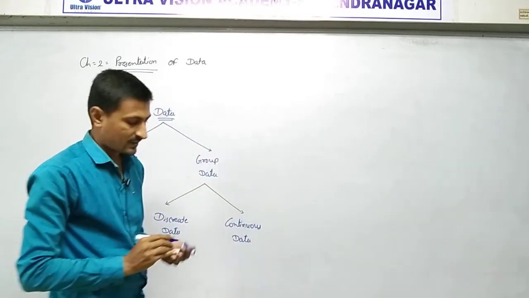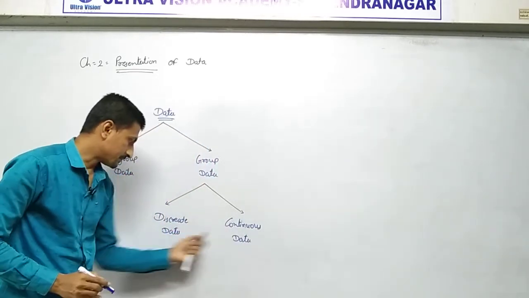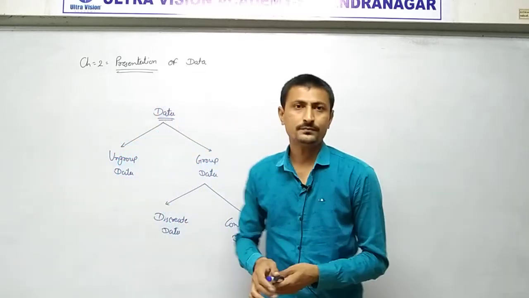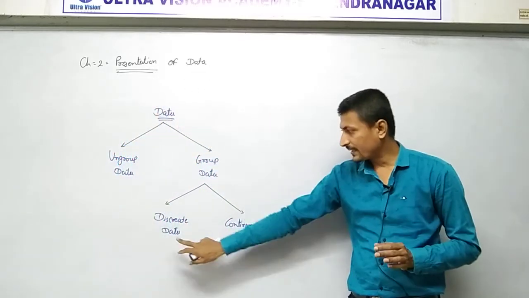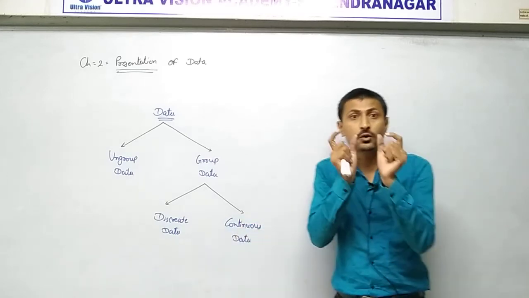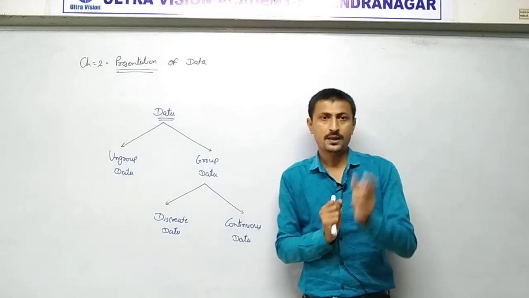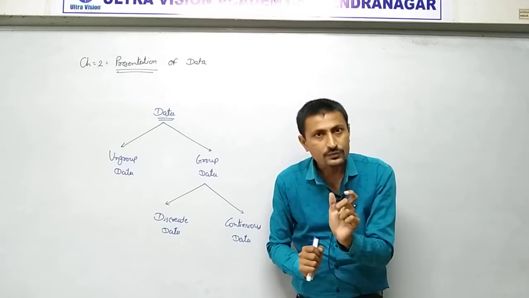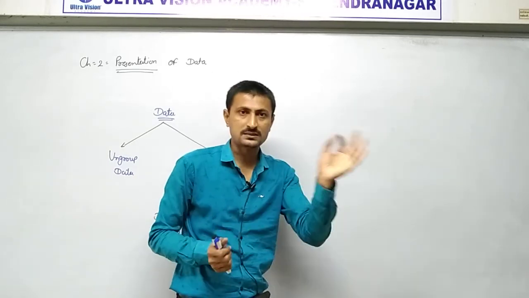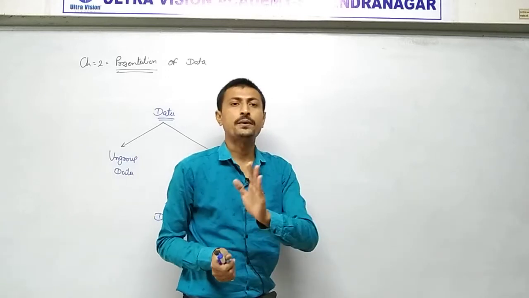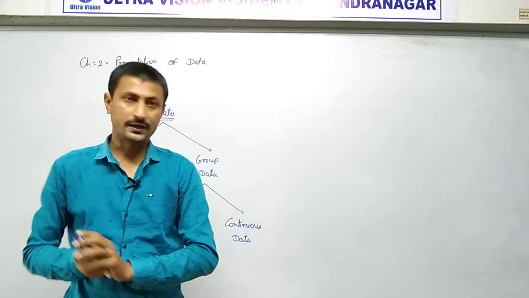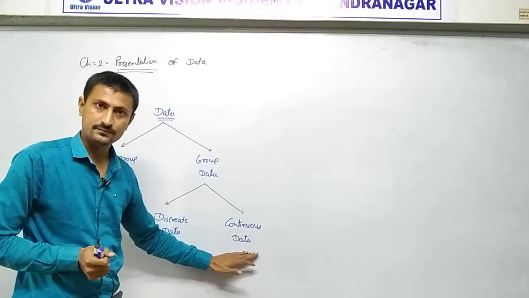Discrete data and continuous data. Number of children and number of families is called discrete data. Continuous means grouped data such as marks and number of students, two variables. Marks 0 to 10, 10 to 20, up to 90 to 100, and number of students is called continuous data.